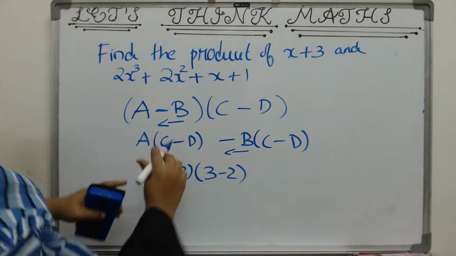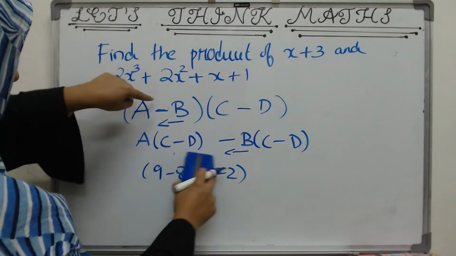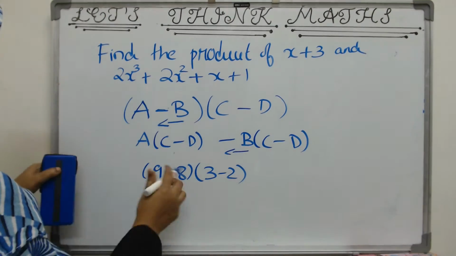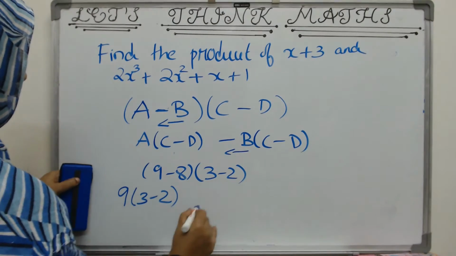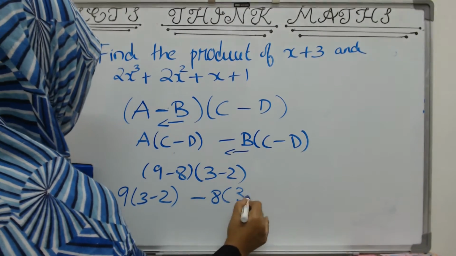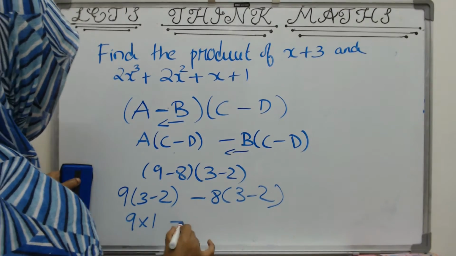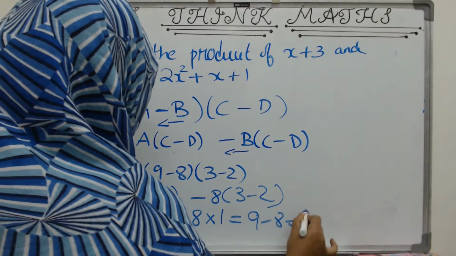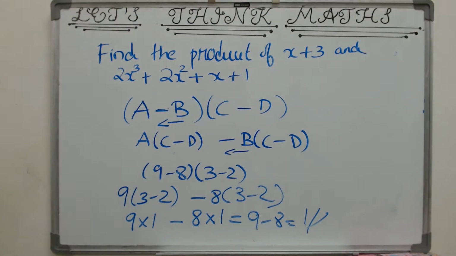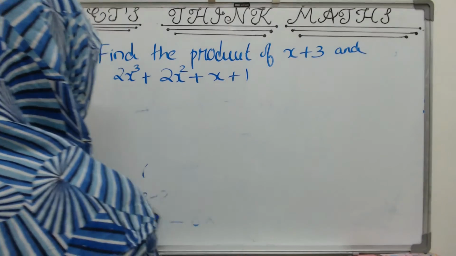But instead of doing it that way, I will just show it like this. What are we going to do? 9 into 3 minus 2, minus 8 into 3 minus 2, then 9 into 1 minus 8 into 1. That means 9 minus 8 is equal to 1. So this is actually what we are going to do. Now let us start doing the problem, then you will understand it better.